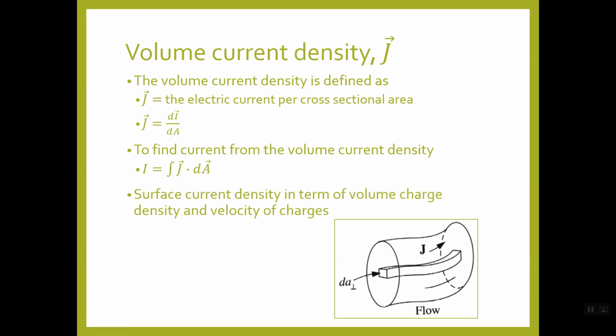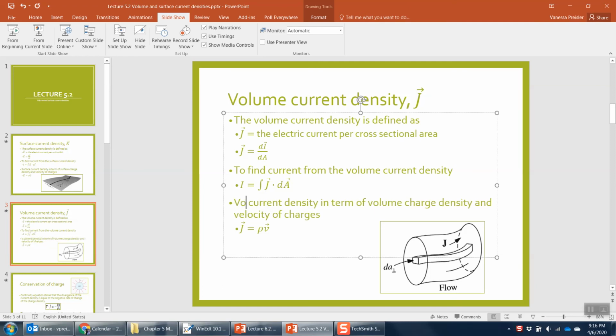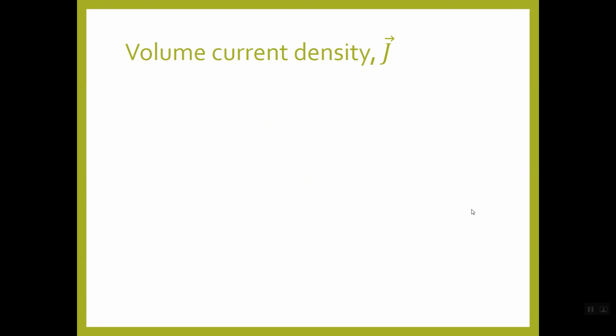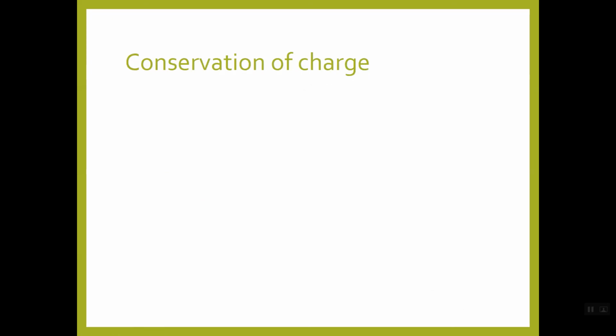And the surface current density, that should be volume current density. The volume current density in terms of volume charge density and the velocity of the charges is just J is equal to rho, the volume charge density, times v, velocity of charges.